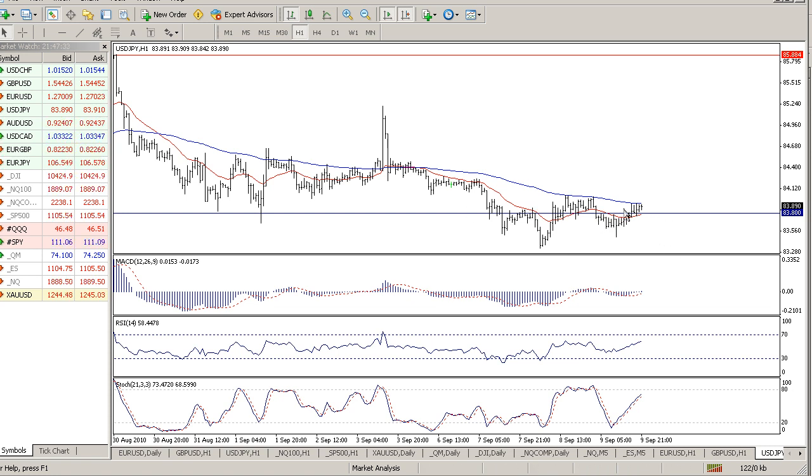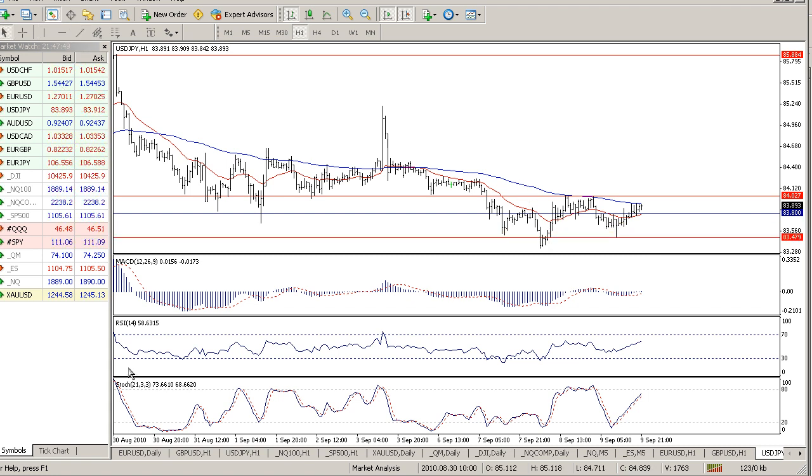So as long as the resistance at 84.10 holds, caps the upside, the downside pressure is likely to resume, but there is also strong support here at 83.50, so we need to penetrate this level in order to see downside acceleration.